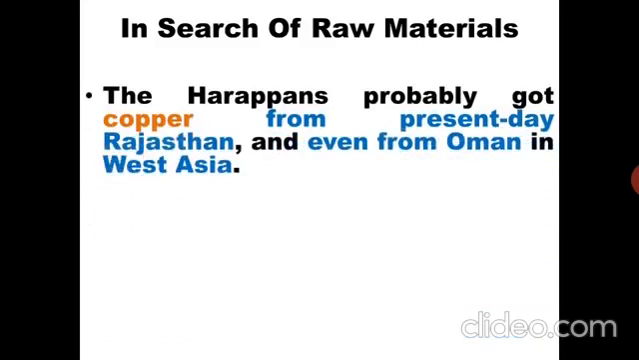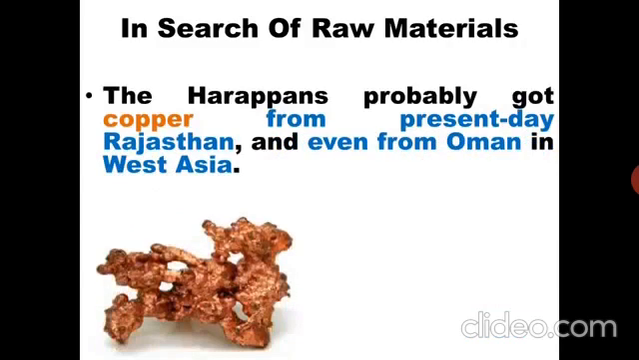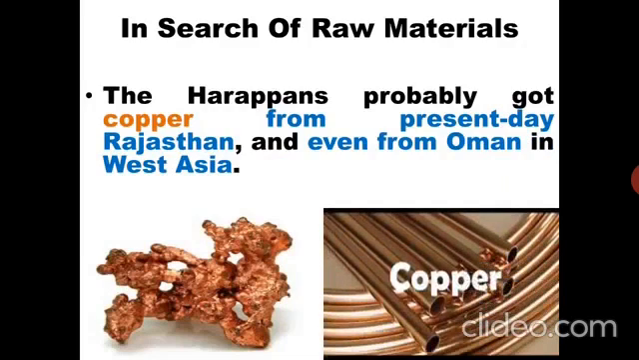The Harappans probably got copper from present-day Rajasthan and even from Oman in West Asia. So the Harappan people probably brought copper from Rajasthan, and even from Oman in West Asia.